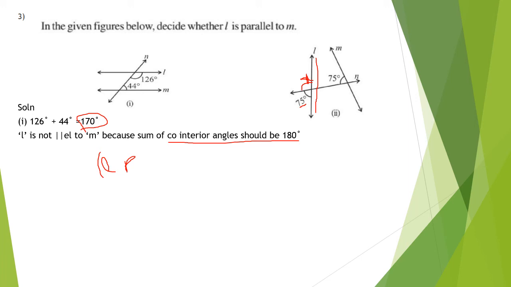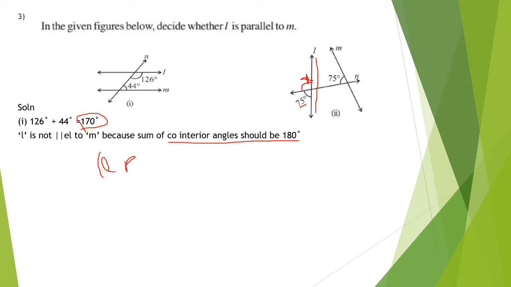So you are getting the answer 170, right? So L is not parallel to M because the sum of co-interior angles should be 180 degrees. Here you are not getting 180 degrees. So just write down the reason. You can write the reason in your own words and clearly give the explanation. Here you are getting the answer 170, so that's why it's not supplementary. So L and M are not parallel lines.